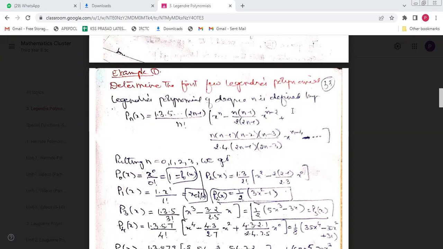Today we are going to learn some more points on Legendre's polynomials. Determine the first few Legendre's polynomials.